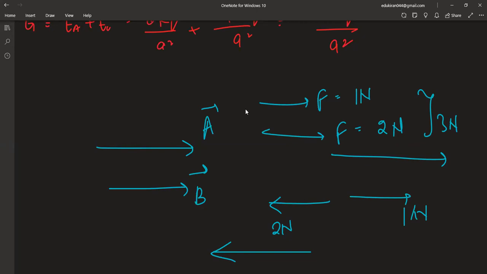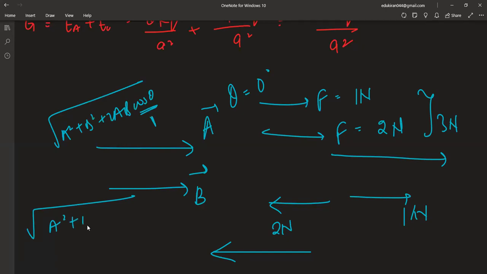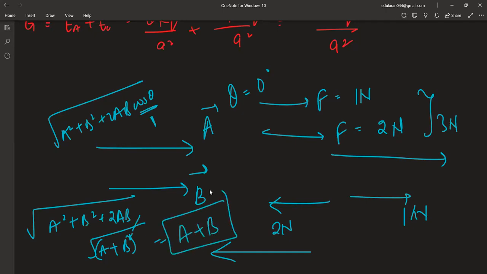So what did we do? Here the angle is 0 degree in the parallel case. When you put it in the formula, under root a square plus b square plus 2ab cos theta, cos 0 becomes 1. So what are we left with? Under root a square plus b square plus 2ab. What is this identity? A plus b whole square under root. So the under root and square get cancelled, and we are left with just a plus b.